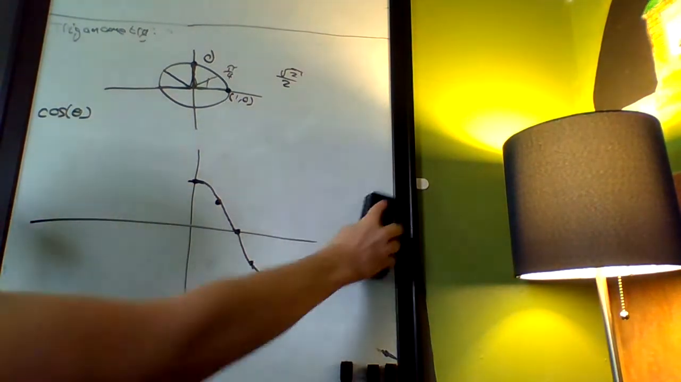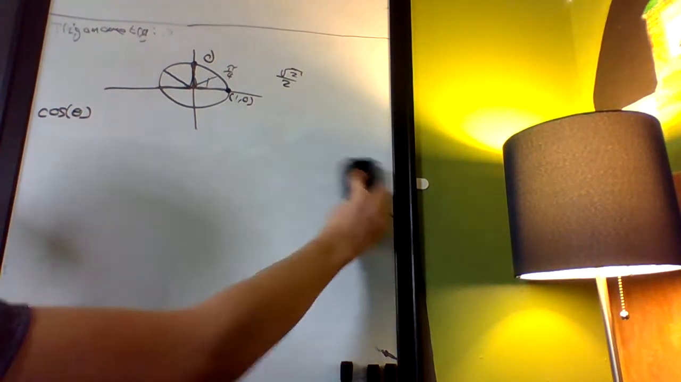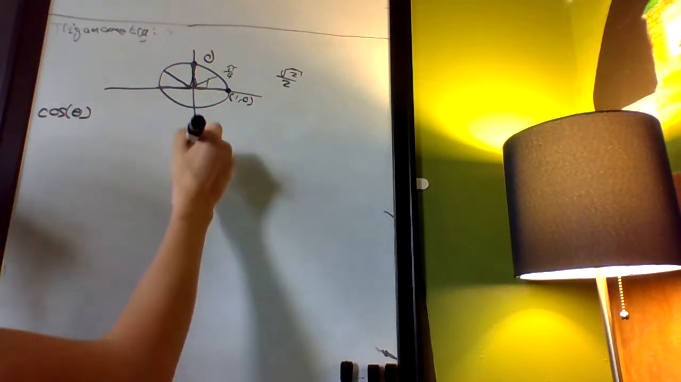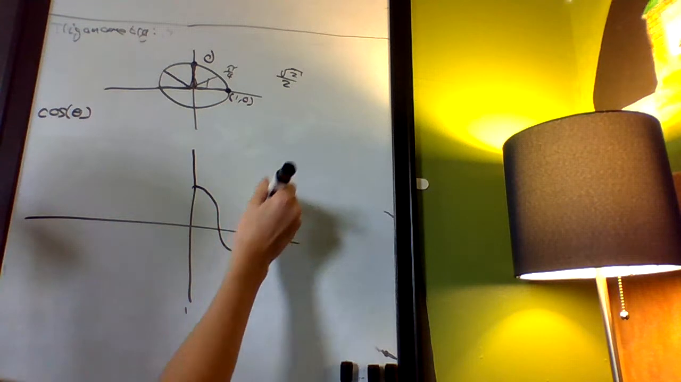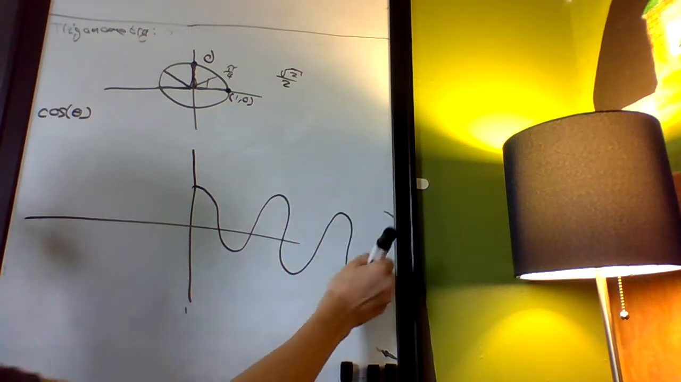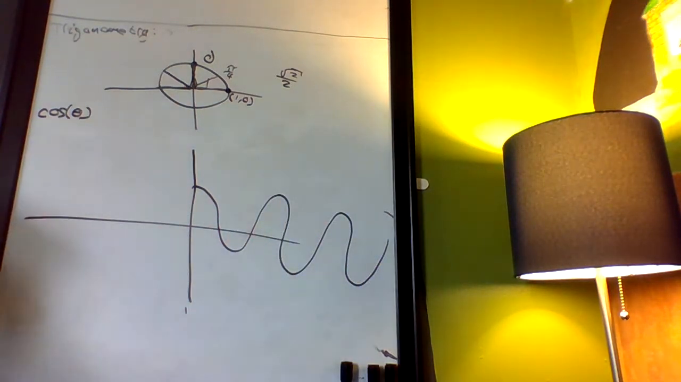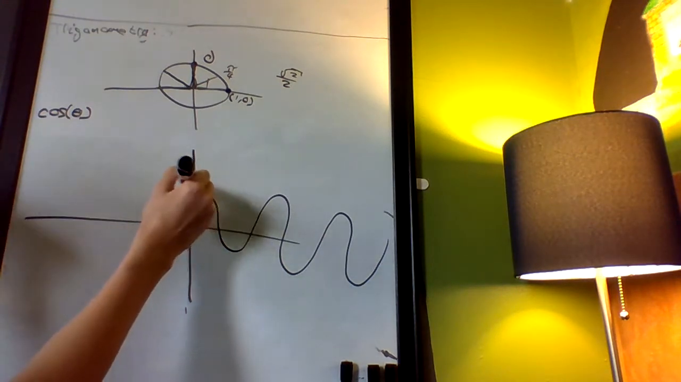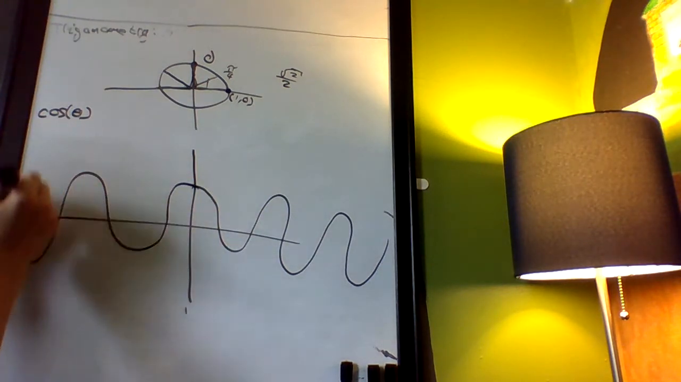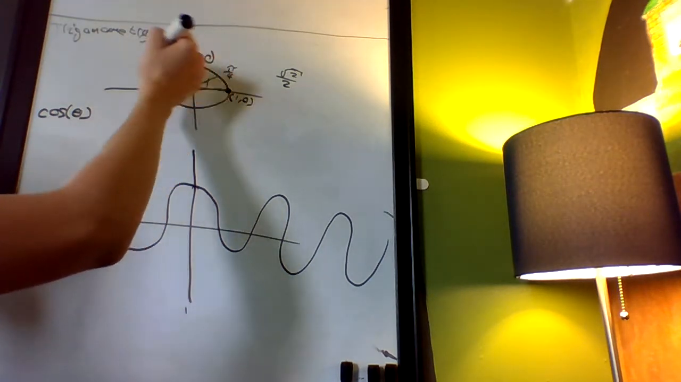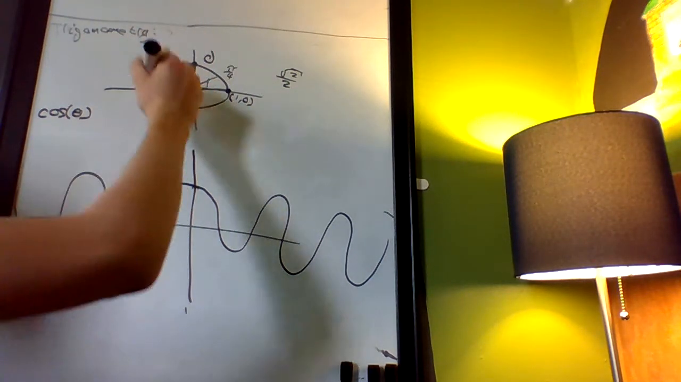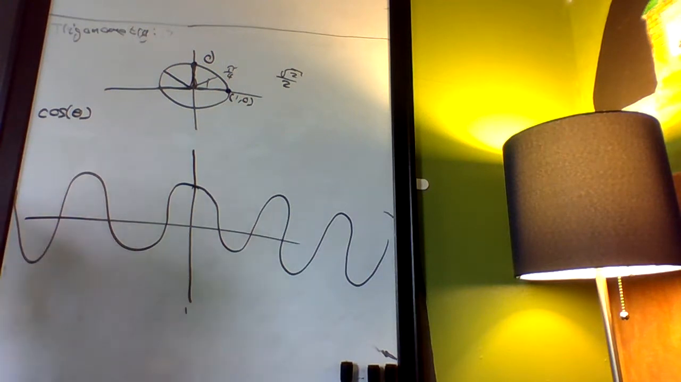If I zoom out even more, like an insane amount of zooming out, it'll look something like that, right? Like a big wave. And you can imagine this going in the other direction, right? Because instead of going like that along the circle, you're going like that along the circle. Negative angles. Okay, this is cosine theta.